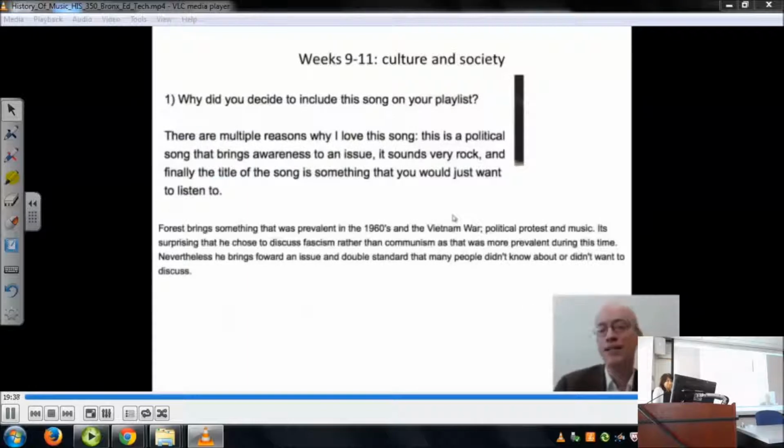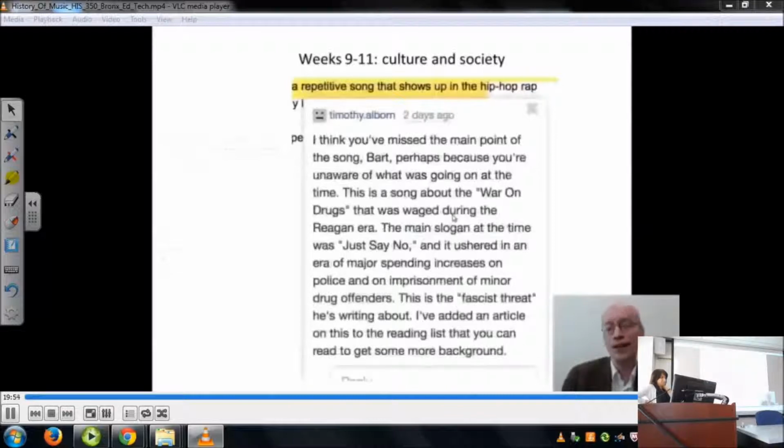So I next ask, talk about the context of the song. And he comes up with an answer that makes it very clear he doesn't know what the war on drugs was in the 1980s. He says, for some reason, he's talking about fascism here and also talking about crack, and I don't quite understand. So that's where I jump in with a comment: I think you've missed the main point of the song, perhaps because you were not aware of what was going on when you were 4 years old. It's a song about the war on drugs. I have a brief description of what that was.